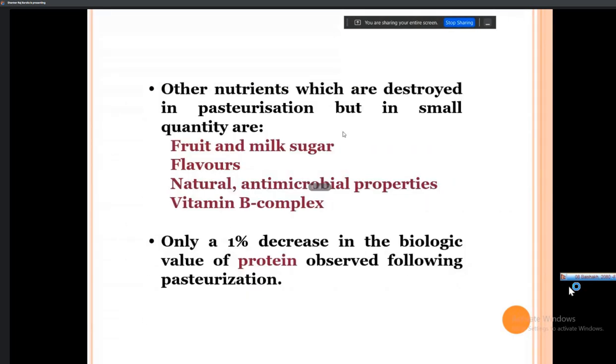Then other nutrients which are destroyed in pasteurization, but in small quantities, are fruit and milk sugar, and the loss of flavors. Then natural antimicrobial phytochemicals are lost, and most of the B vitamins are lost. And only a 1% decrease in biologic value of protein is observed following pasteurization. But there are very nominal changes to the protein content, except these flavor and antimicrobial phytochemicals.